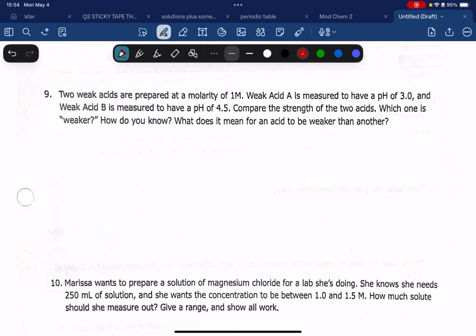What this is asking is, we know that a weak acid is an acid that does not fully dissociate. So if we want to know which one is weaker, we really want to know which one dissociates less. Which one is better at holding together? And we can figure this out from just the pH of these solutions, since we know that they're both prepared at equal molarities of 1 molar.